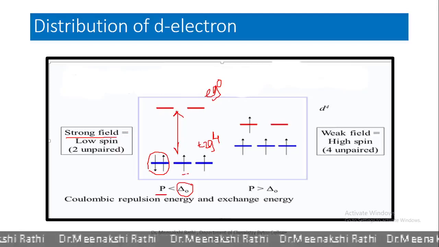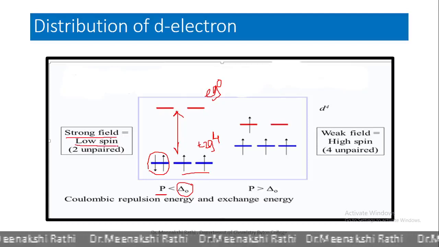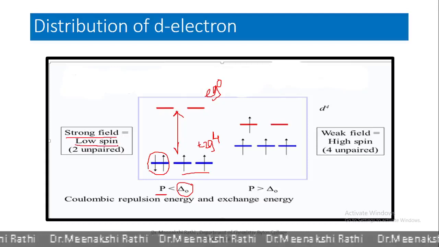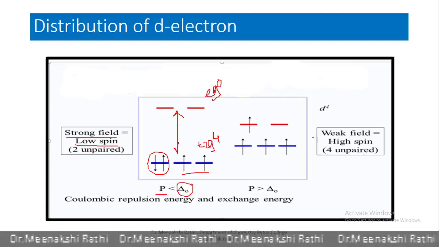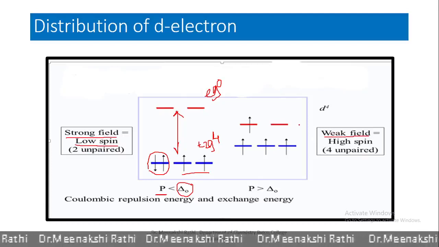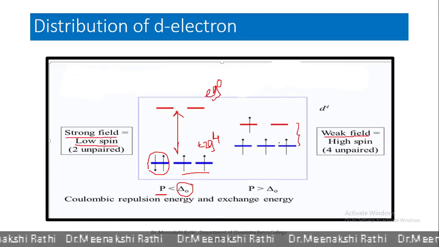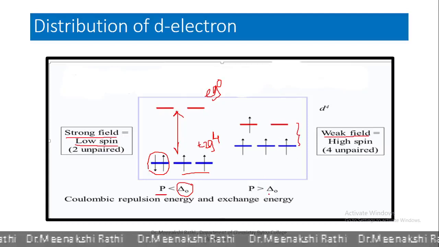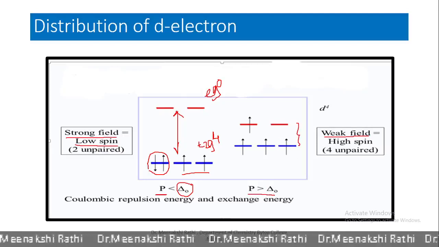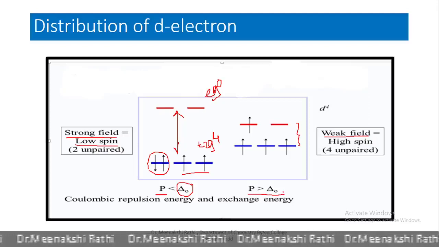So there are only 2 unpaired electrons. Such complexes are called low spin complexes. While when we go towards the weak field ligand, in weak field ligand, splitting is less. So this distance is less. That means here pairing energy is always greater than the splitting energy.